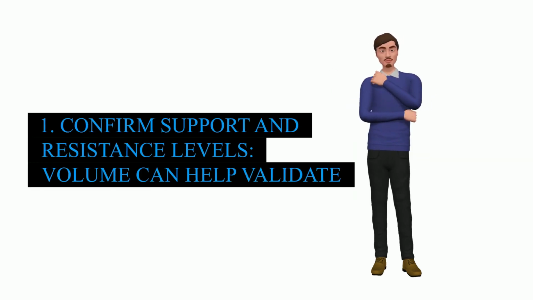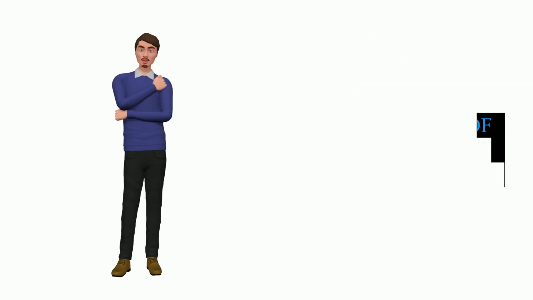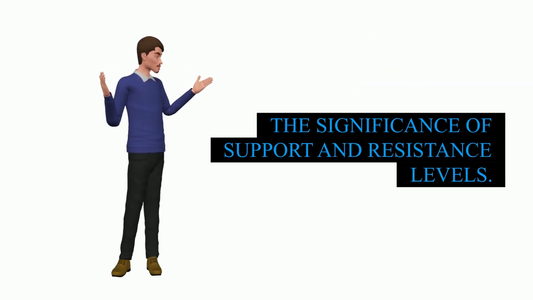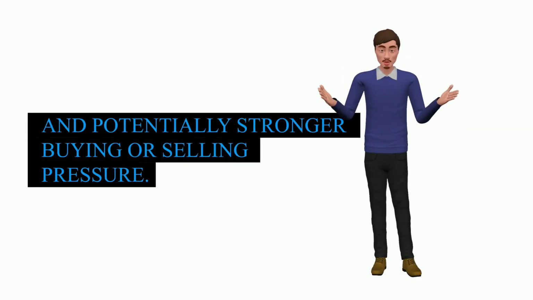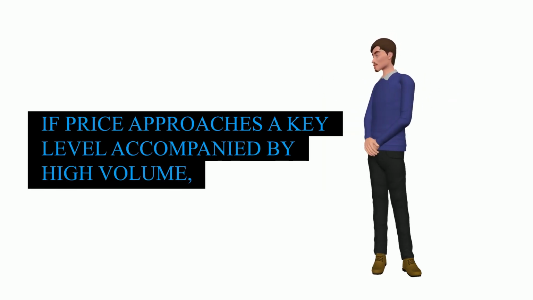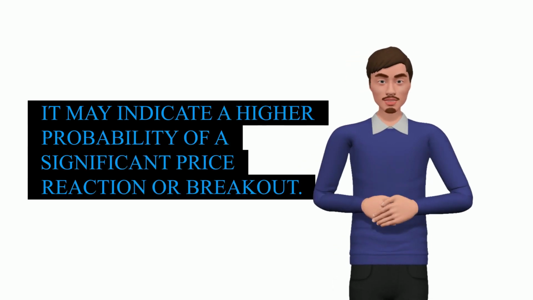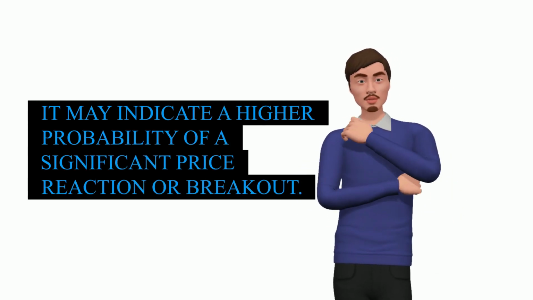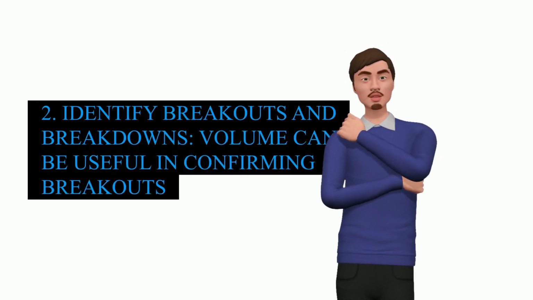1. Confirm support and resistance levels. Volume can help validate the significance of support and resistance levels. Higher volume near these levels suggests increased market participation and potentially stronger buying or selling pressure. If price approaches a key level accompanied by high volume, it may indicate a higher probability of a significant price reaction or breakout.